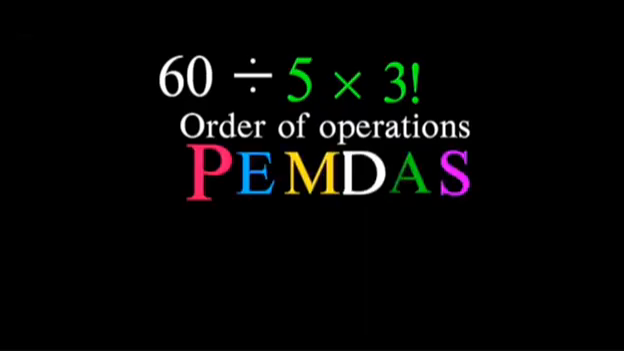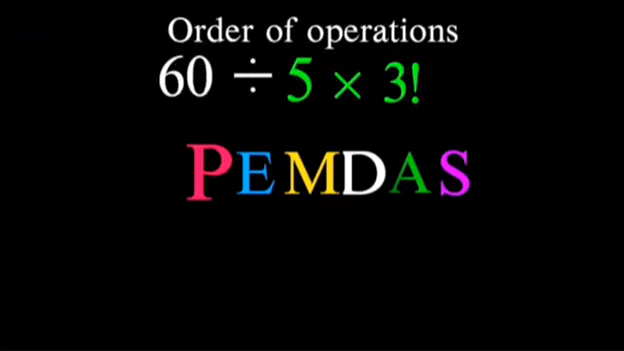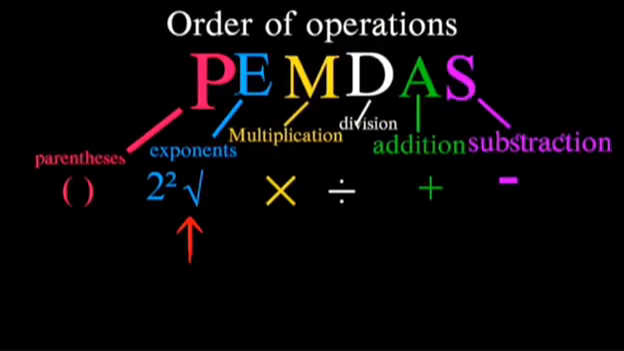PEMDAS tells us exactly where to start and what to solve first so we don't make mistakes. P stands for parentheses. E stands for exponents. M stands for multiplication. D stands for division. A stands for addition. S stands for subtraction. This rule means we cannot solve a problem randomly. We must go step by step in the correct order.